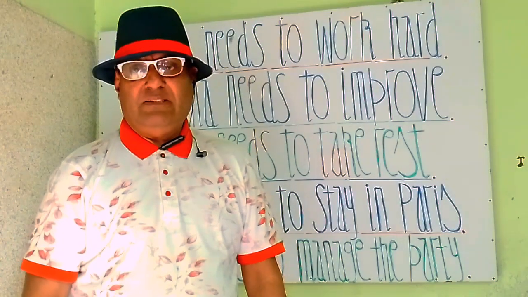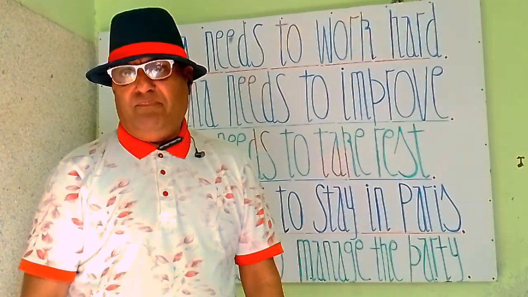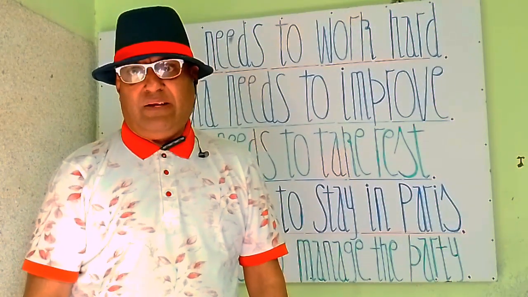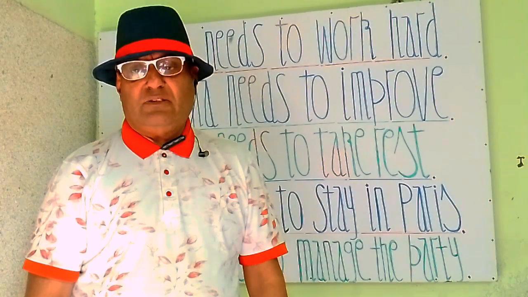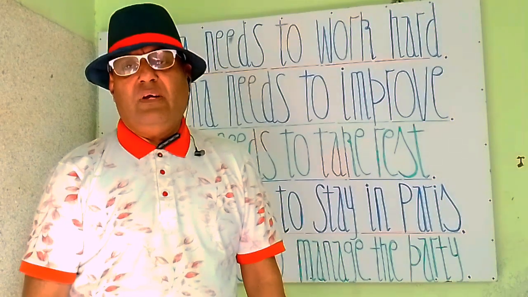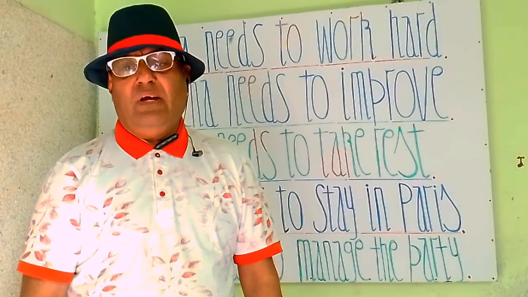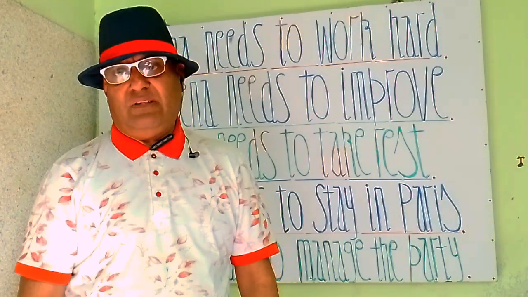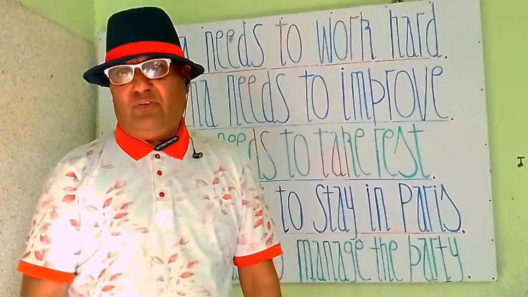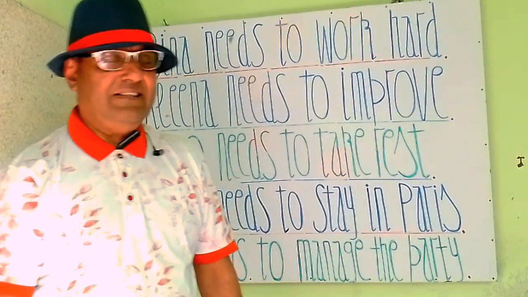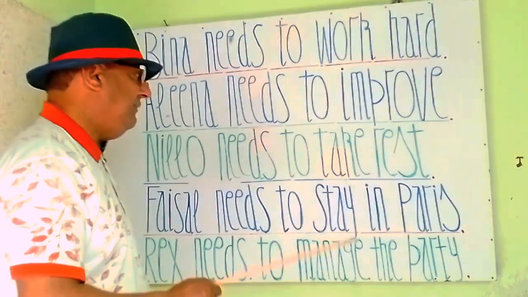Improve means to gradually make improvement, to show improvement. So Alina needs to improve. Alina को बेहतरी की ज़रूरत पड़ती है. Alina needs to improve. Alina को बेहतर करने की ज़रूरत पड़ती है. Let's see the next statement. आइए अगले जुमले को देखते हैं.